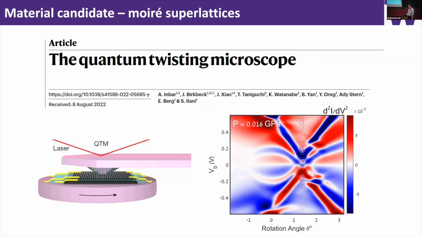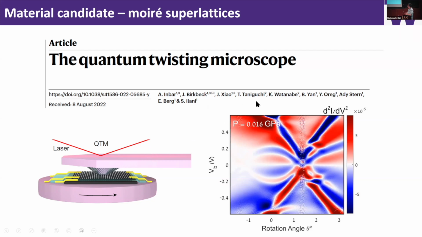Shahar Ilani's lab introduced a way you can control the twist angle in situ. They call it the quantum twisting microscope. The beauty of the system is that they put 2D materials, one of them as a substrate and the other attached to a tip. Then by rotating the substrate, you can control in situ the twist angle between these two materials. They demonstrate this idea using twisted graphene.